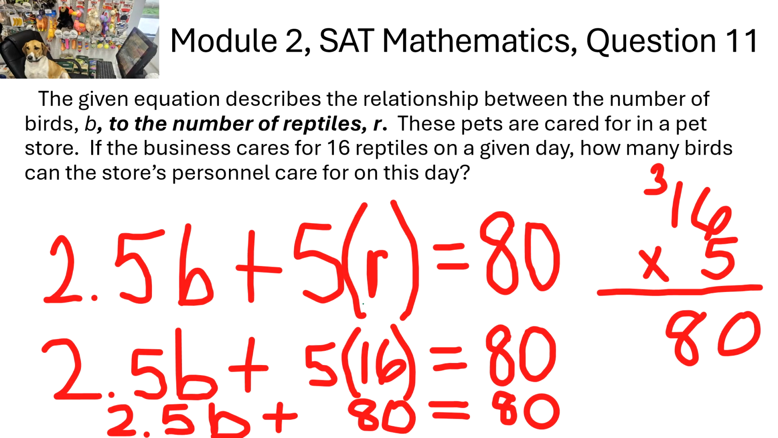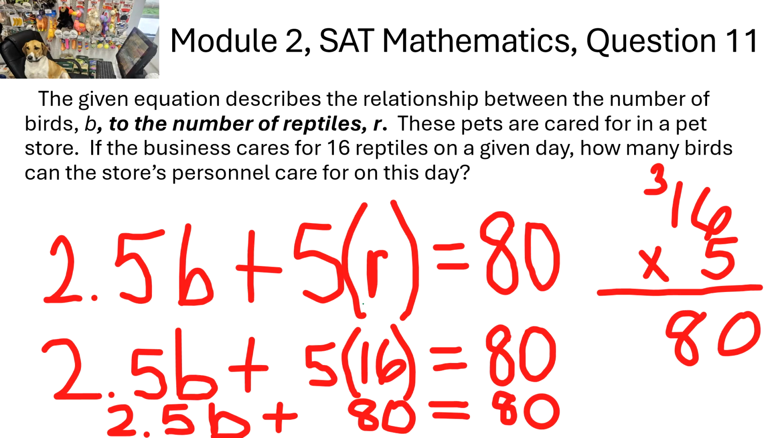Okay, so this was taken from the same one, Module 2. This was Test Suites, Section 4, or Test 4. The given equation describes the relationship between the number of birds b to the number of reptiles. These pets are cared for in a pet store. If the business cares for 16 reptiles on a given day, how many birds can the store's personnel care for on this day?